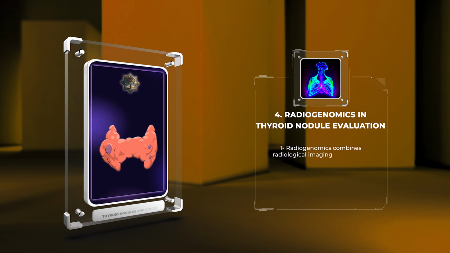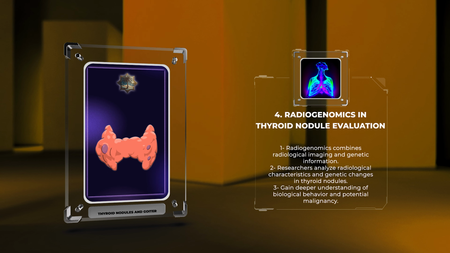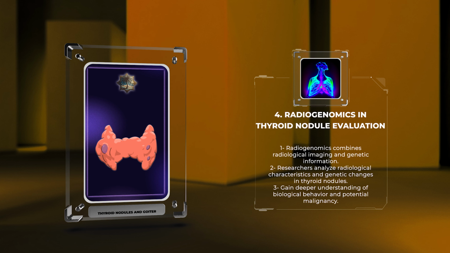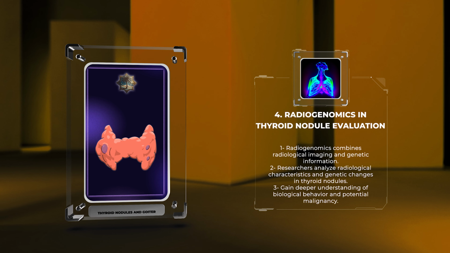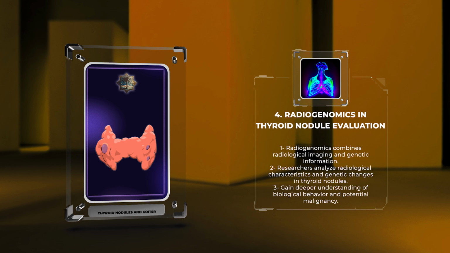In the field of radiogenomics, which is a combination of radiological imaging and genetic information, researchers analyze the radiological characteristics and genetic changes in thyroid nodules. This approach allows us to gain a deeper understanding of the biological behavior and potential for malignancy in these nodules. By using radiogenomics, we can improve the accuracy of diagnosis and develop more effective treatment plans for patients with thyroid nodules.